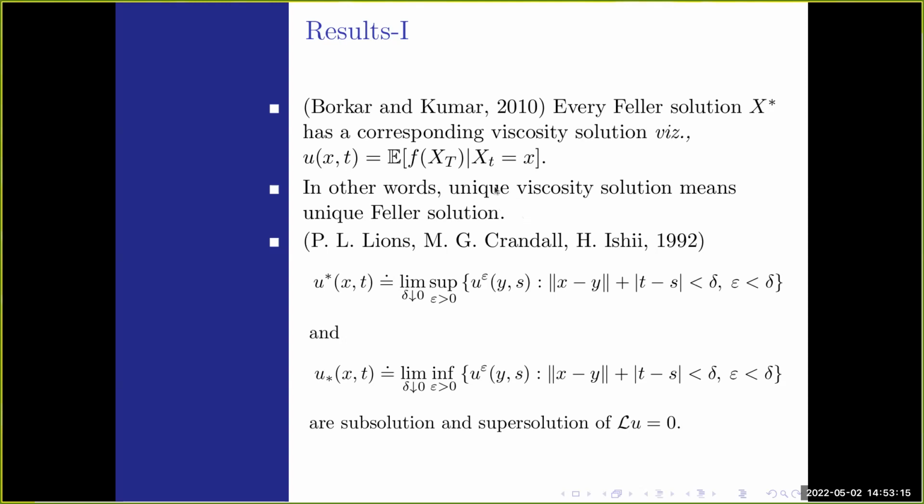Now, because we are trying to look for a limit, we try to see what the candidate limit points of the perturbation are. This U superscript star and U subscript star are the candidate limit points. Before defining viscosity solutions, we first define the viscosity subsolution and viscosity supersolution, and a solution is called a viscosity solution if it is both a sub and a super viscosity solution.